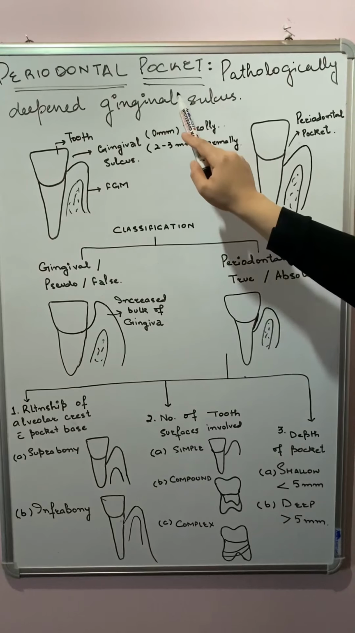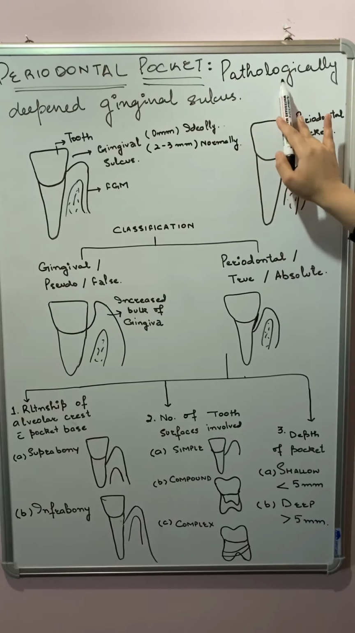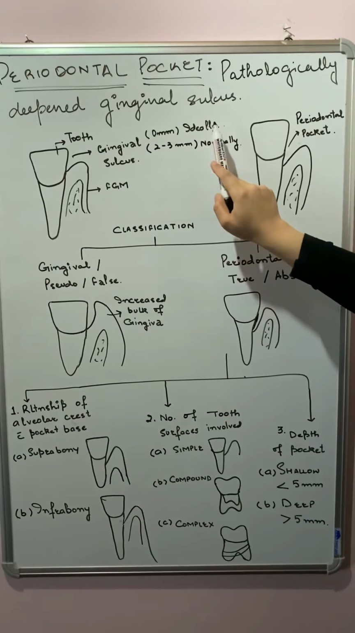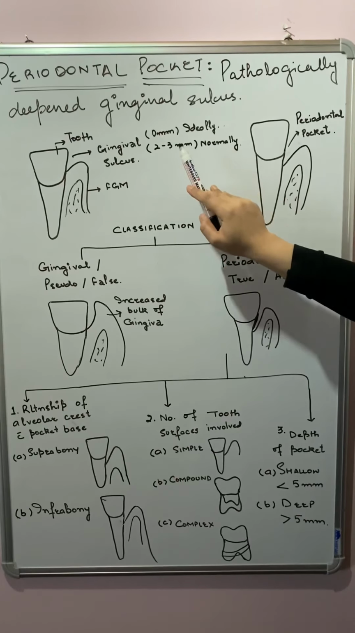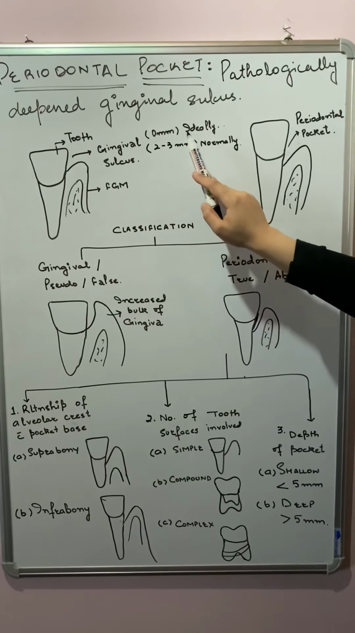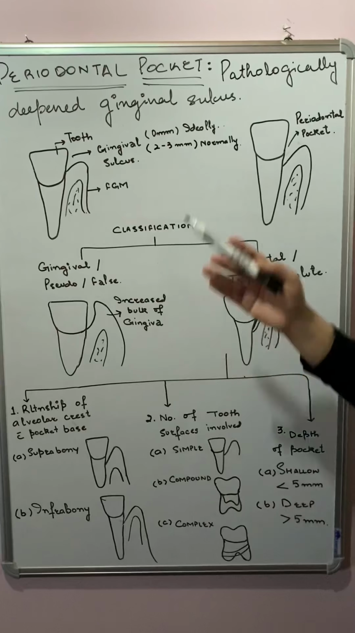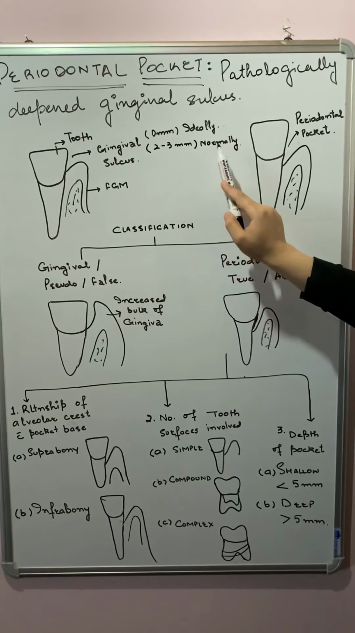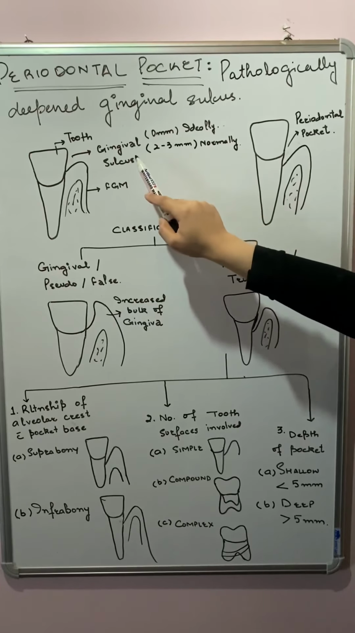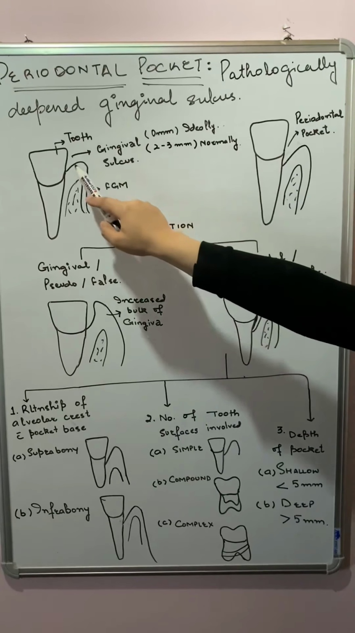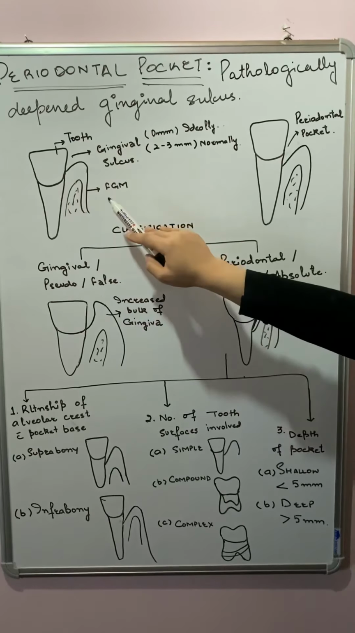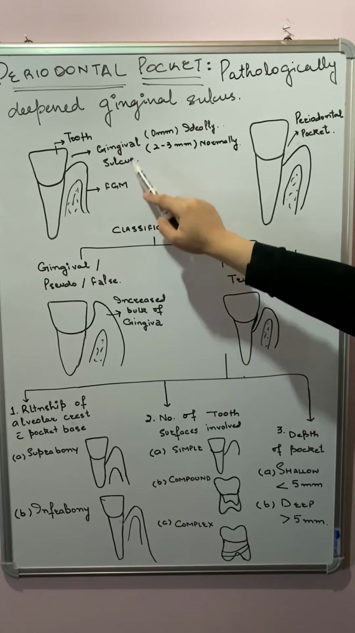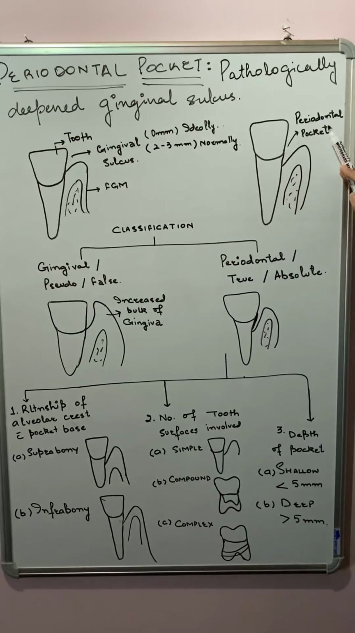Periodontal pocket. Periodontal pocket is defined as the pathologically deepened gingival sulcus. Ideally speaking, the depth of gingival sulcus in the oral cavity is 0 mm, but since the ideal conditions are not encountered in the oral cavity, we have a normal depth of 2 to 3 mm. Gingival sulcus is defined as a shallow crevice which on one side is bounded by the tooth and on the other by the free gingival margin. The deepening of this due to some disease process results in the formation of periodontal pocket.